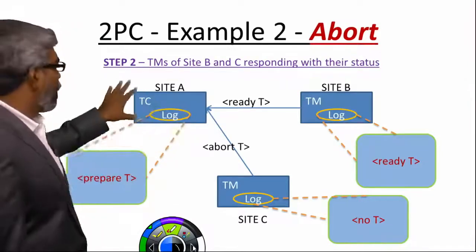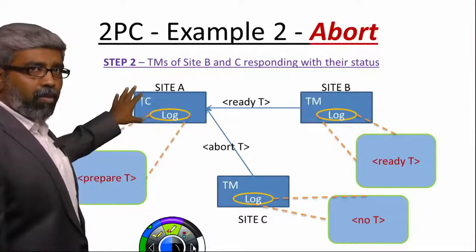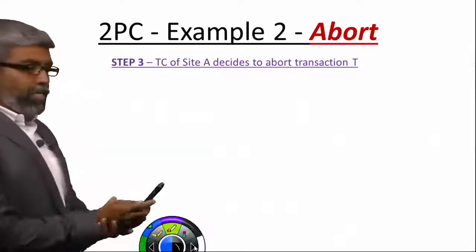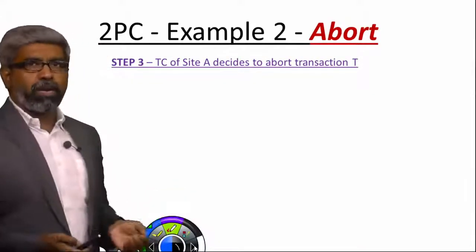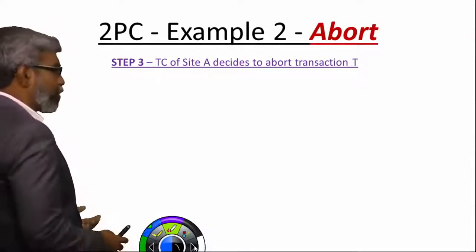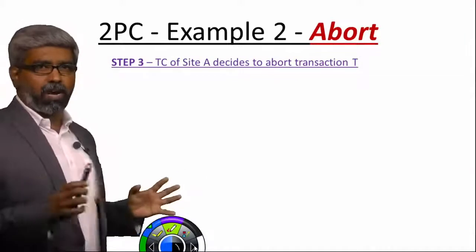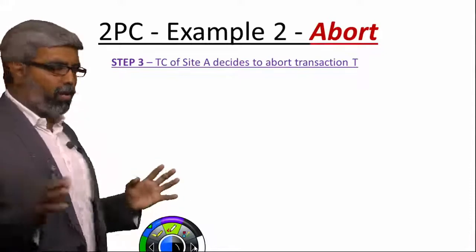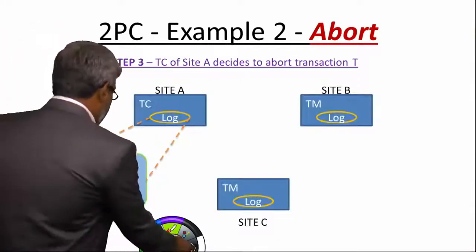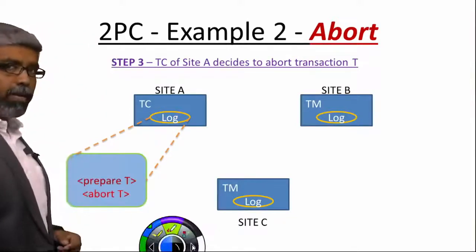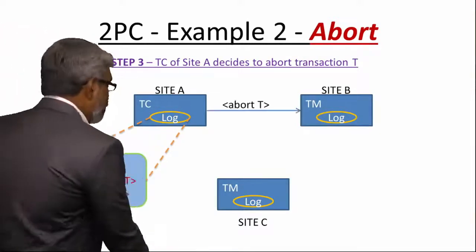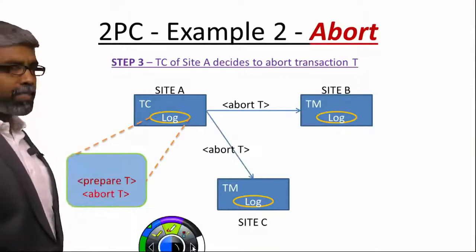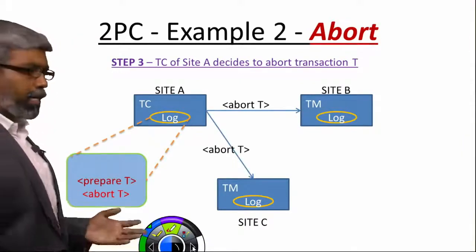Now this decision is known only to the transaction coordinator of the initiating site A, so it has to decide. The transaction coordinator of site A decides to abort the transaction because one of the sites is not ready to commit. This is the atomic property: all must be ready to commit, otherwise no one commits. So site A writes an abort T message in its log file and communicates abort T to all participating sites, informing them that it has been decided to abort the transaction T.